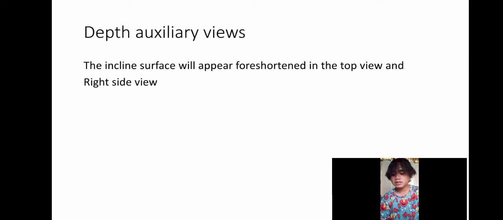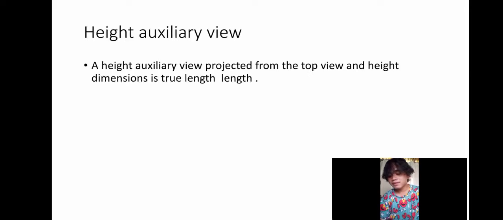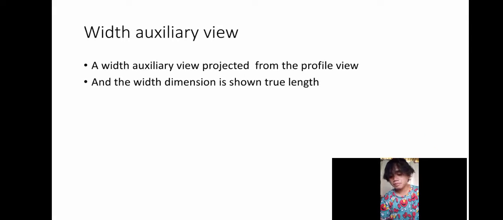Depth auxiliary views. The inclined surface will appear foreshortened in a top view and right side view. Height auxiliary views. A height auxiliary view is projected from the top view and height dimensions are true length. Width auxiliary views. A width auxiliary view is projected from the profile view and the width dimension is shown true length.